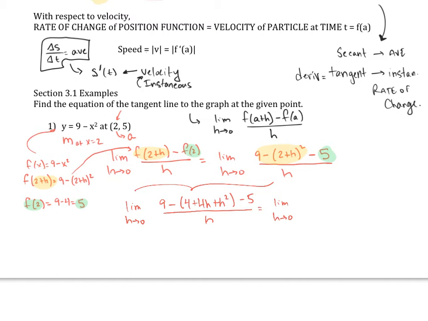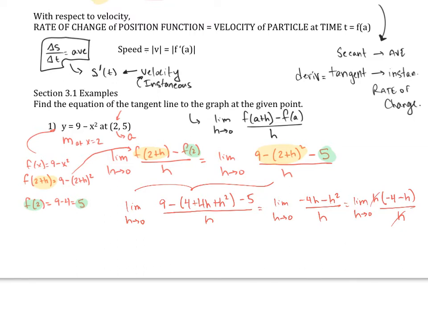And when I clean all this up, I'm going to save you the little extra steps in between. I will get negative 4h, sorry, minus h squared all over h. So over here, I could say the limit as h goes to 0, and I'm going to take out an h. And I'll get negative 4 minus h all over h, right? And these reduce out.